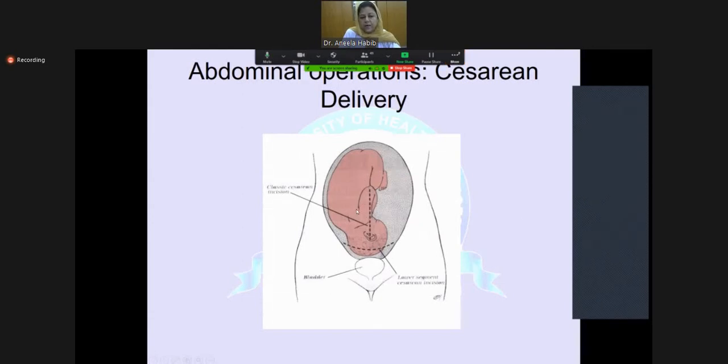urgent, when you are delivering the baby in a condition where the mother has died, God forbid, and you need to take the baby out with no time. So this is the best incision to go through and take the live baby out.